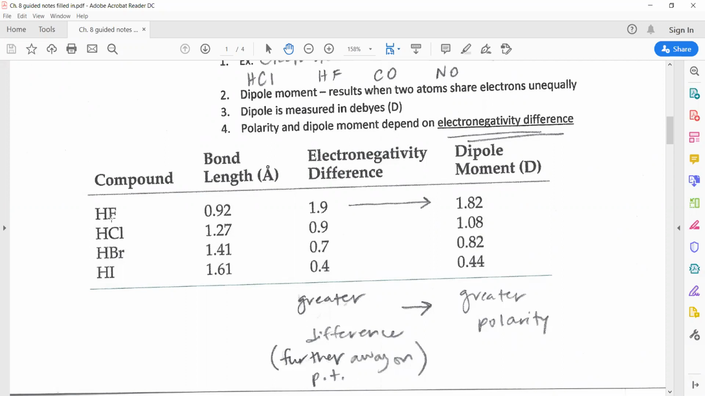So what we would say here is the greater the difference in electronegativities, the greater the polarity. One quick test for this, because we don't normally have the values, is to look on the periodic table. If two atoms are far away from each other, then most likely it's going to be more polar. If they're really close to each other, like C and O or N and O, N and O specifically, they're right next to each other. That's not going to be quite as polar as, say, H and F.